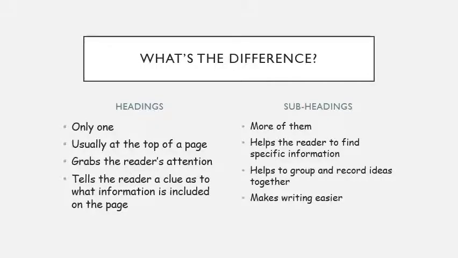So what we're looking at now is the differences between the two. We're looking at what headings are, what subheadings are, and how they're different. And the best way to see that is to have a look at them written down next to each other. So with headings, there's usually only one. And it's usually at the top of a page. And it's used to grab the reader's attention.